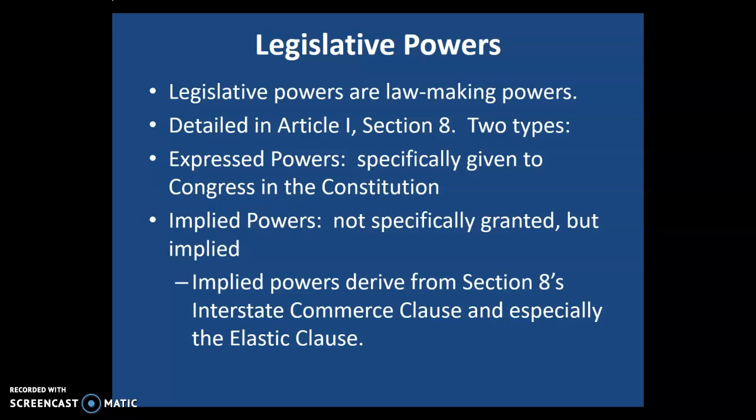The Interstate Commerce Clause has also been used to do interesting things, like make it illegal for a restaurant to refuse service to African Americans. As you well know from history, prior to about 1960 or so, African Americans could not eat at many restaurants in America, or if they did, they had to sit in certain areas. The Interstate Commerce Clause was used to outlaw those kinds of rules.